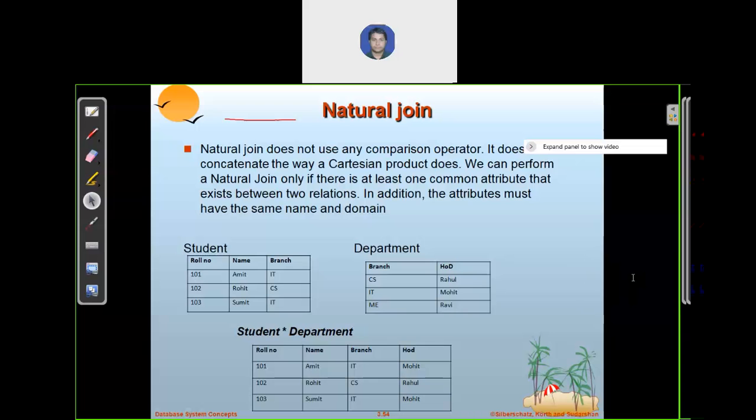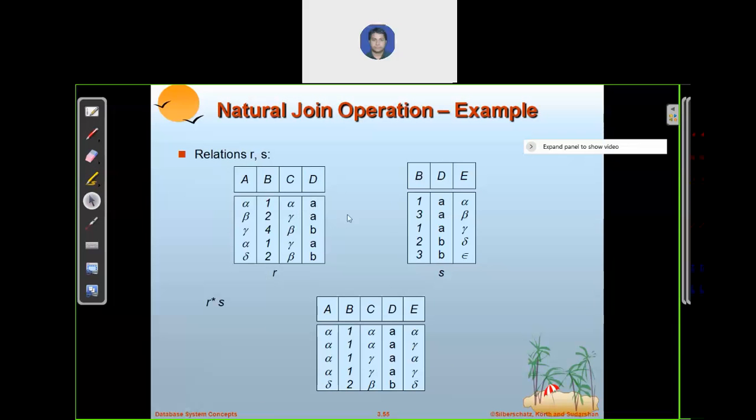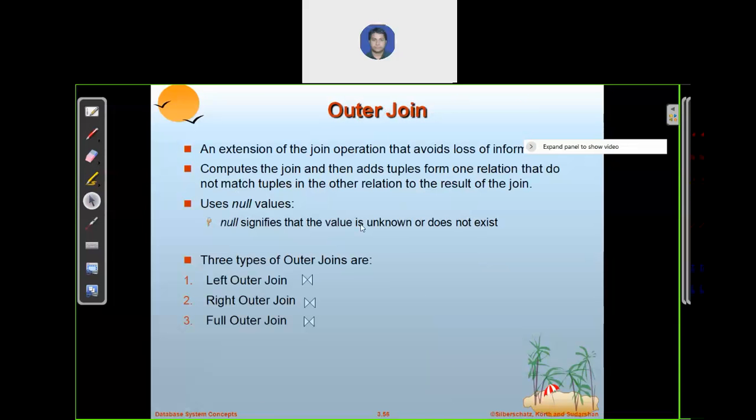So please be attentive in class. Most of the students wrote clear. Okay, so let's start the next kind of join, which is outer join.